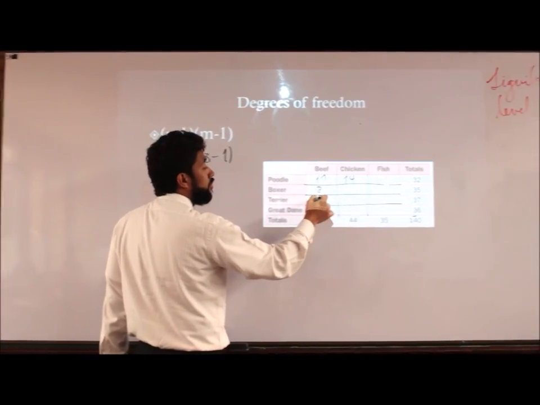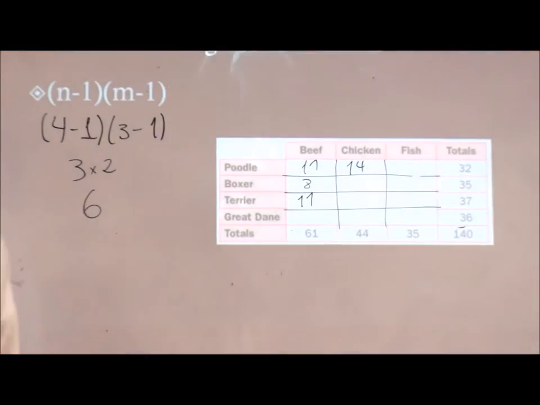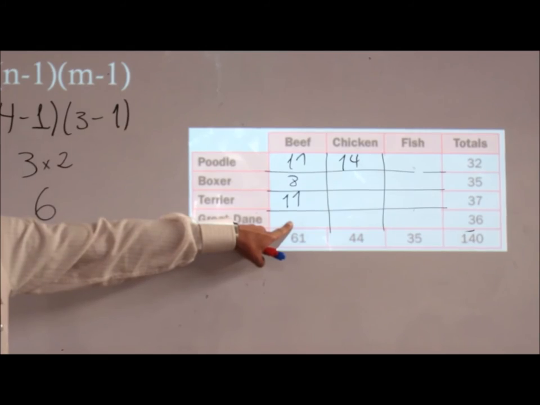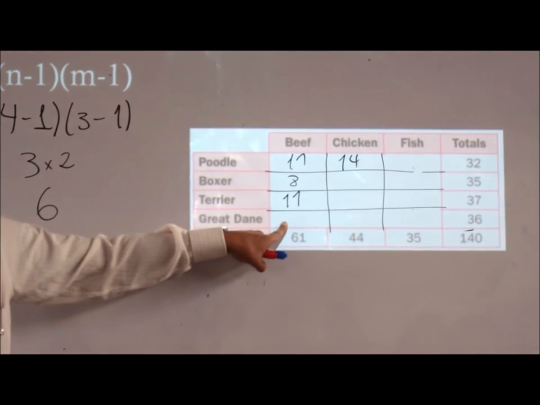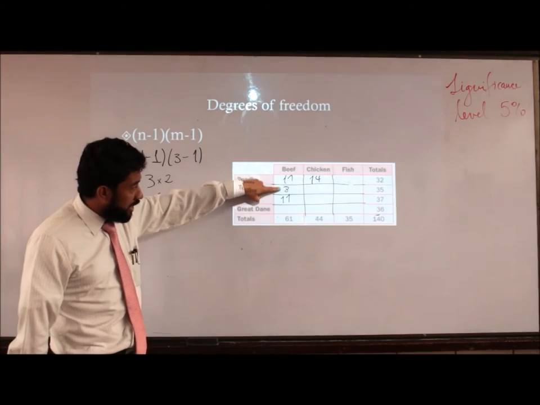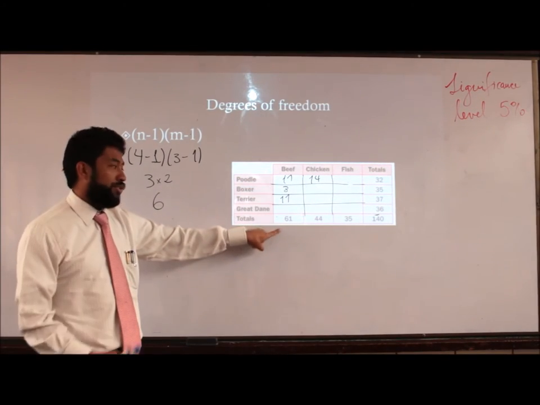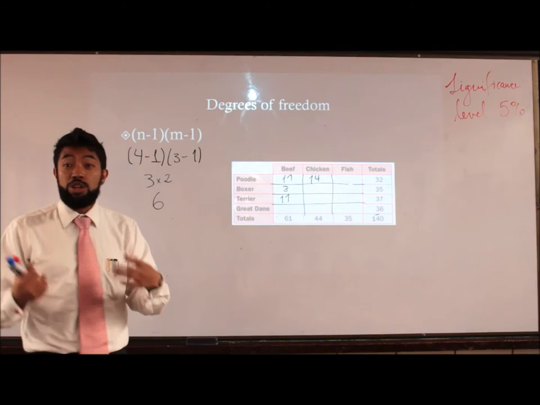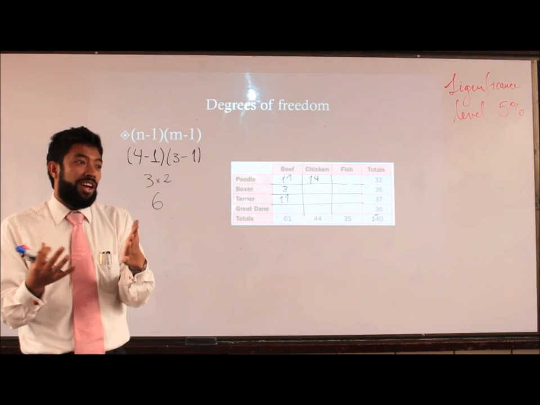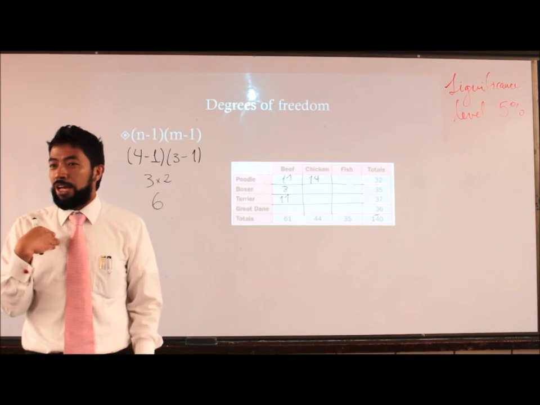Terrier who likes beef. 11. I can put that number. Can I put any number here? No. Yes. No. Here, no. The number here must be the sum of these three subtracted from this one. Remember that you must create a set of data that I believe is true.